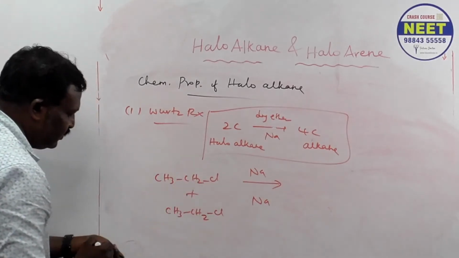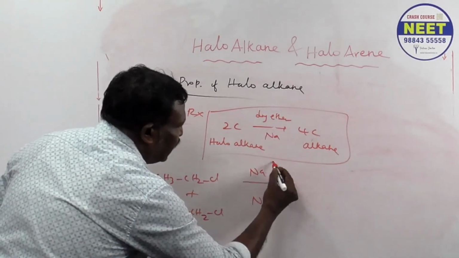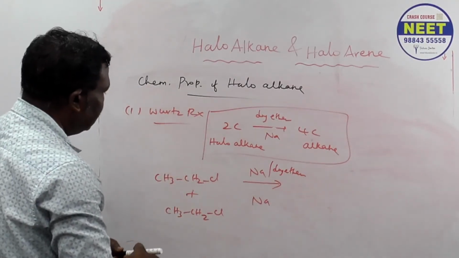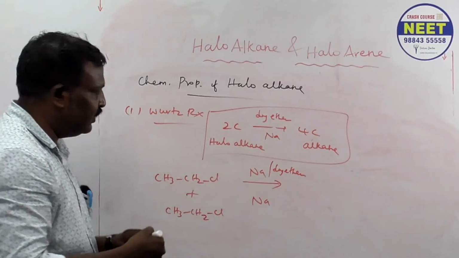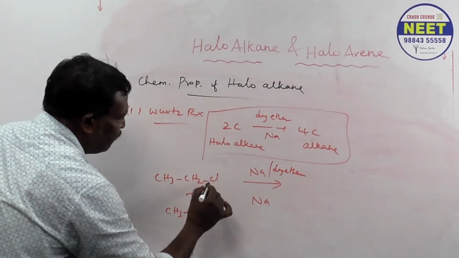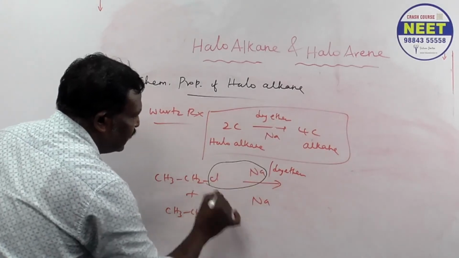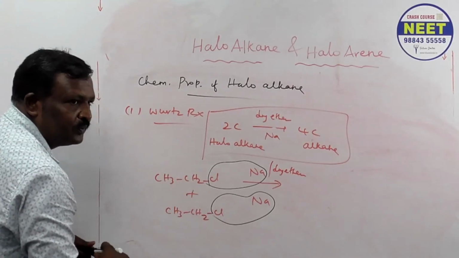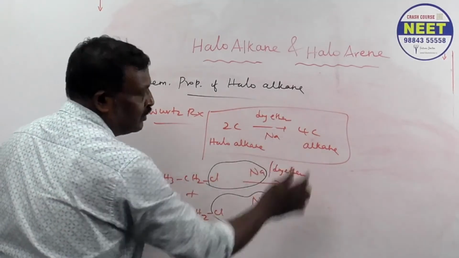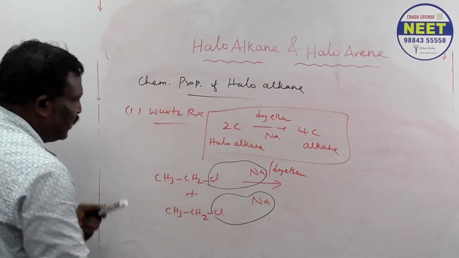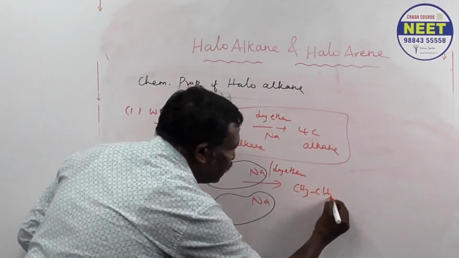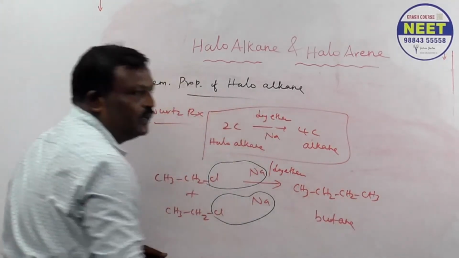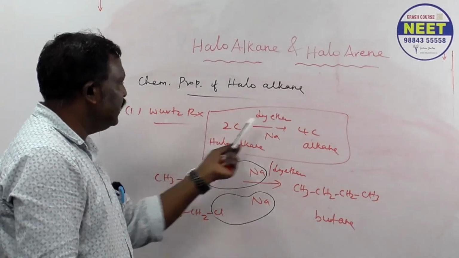In the process, dry ether is the solvent. Understood? What's the product? They will give only 1 time, but you write 2 times. Then only you can get it. Tell me. NaCl here also. This CH3CH2CH2CH3, we get an alkane, no? I told you. Alkane. So the product is CH3CH2CH2CH3. It will be twice always. If you take butyl chloride, it will be octane.